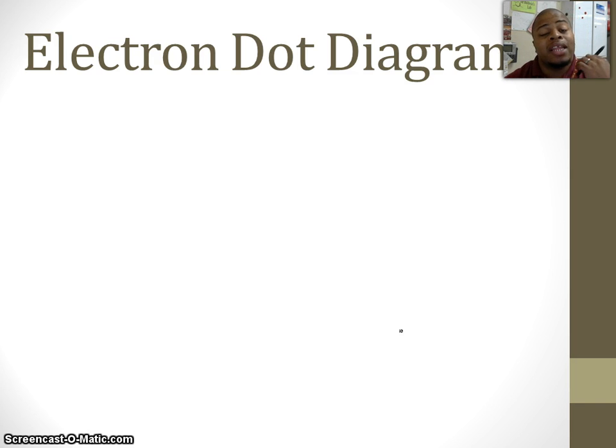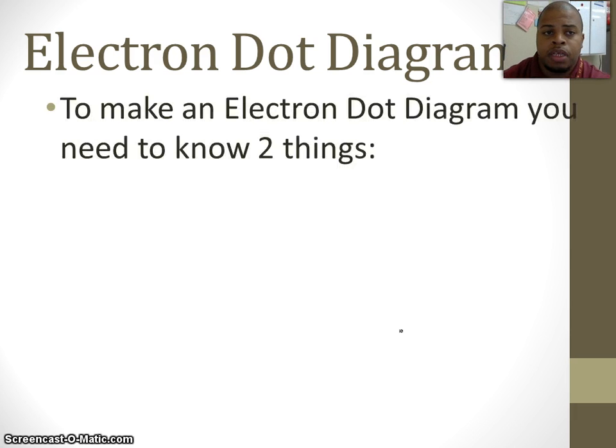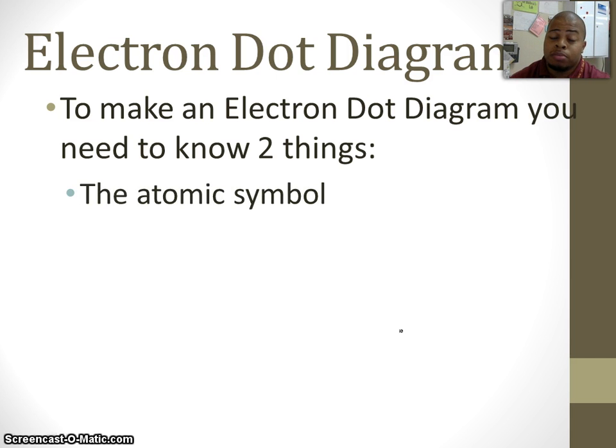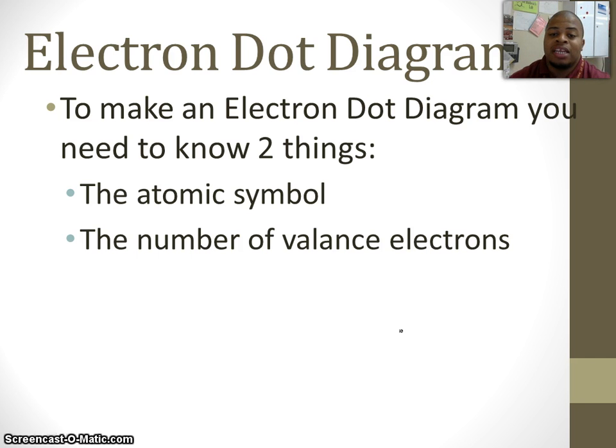Now, what about electron dot diagrams? This is going to be the second set that we're going to use. Now, to make an electron dot diagram, we have to know 2 pieces of information. One, the atomic symbol, which we can get from periodic table. That one's great. And second, the number of valence electrons. Now, this word valence electrons is actually going to be a little important. Basically, the valence electrons are going to be on the outermost ring.